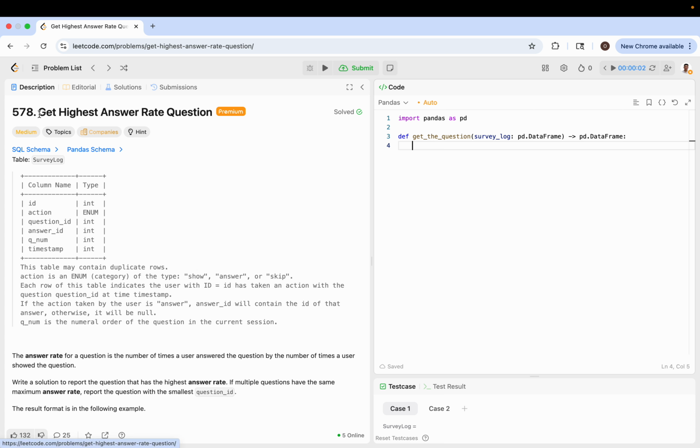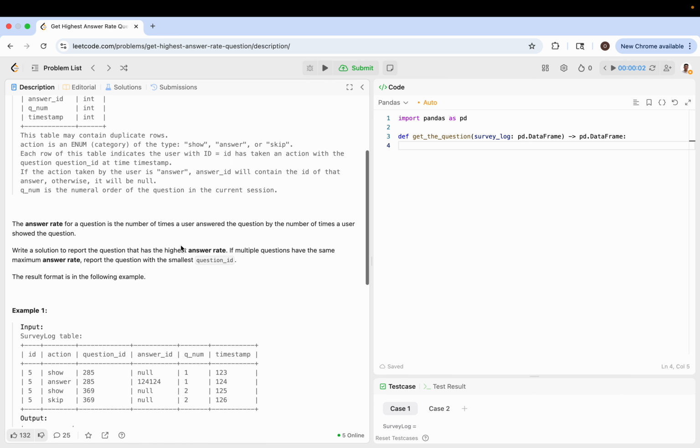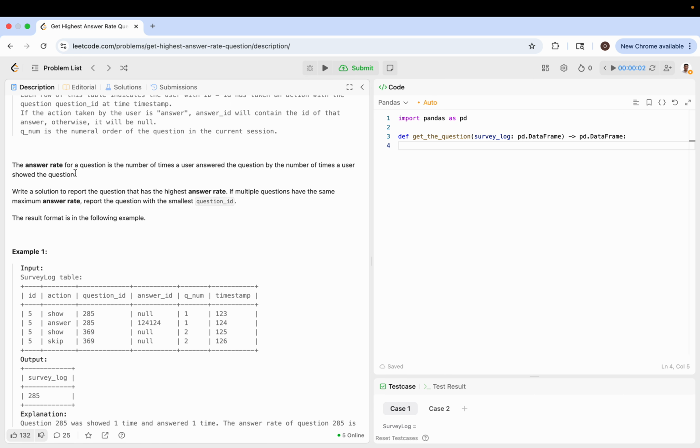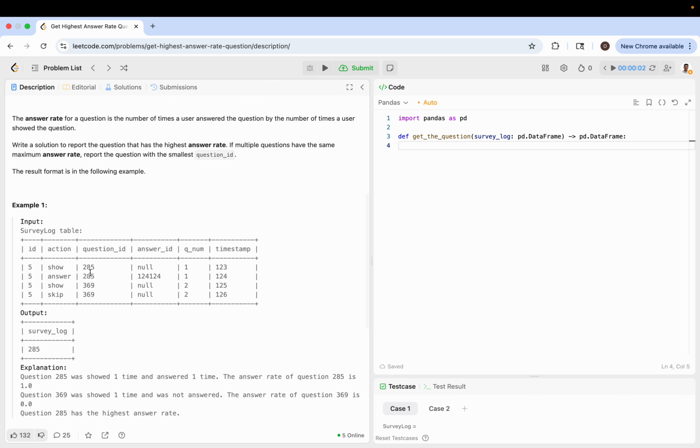This one's called Get Highest Answer Rate Question, number 578. Basically they're asking you to find the question that has the highest answer rate. So for 285, you can see the answer rate is half because one of them is null, meaning was it shown or not? And 369 is just zero flat because none of the answer IDs were shown for this question ID.